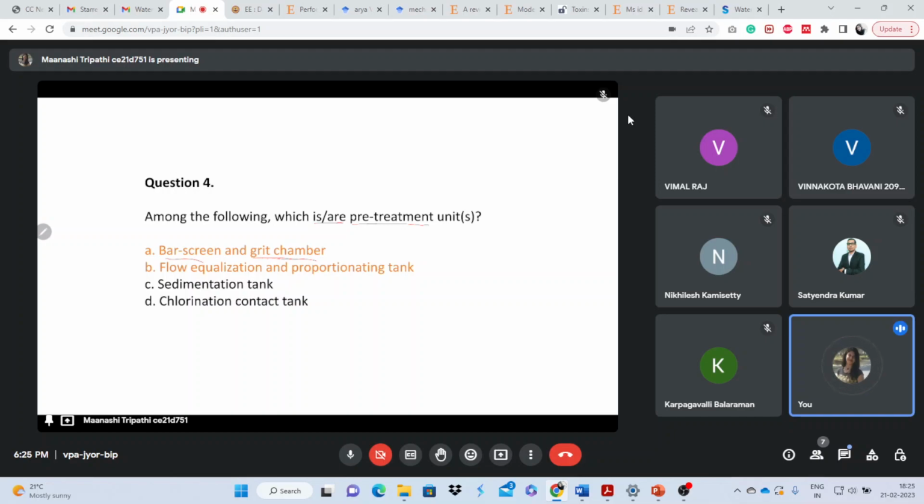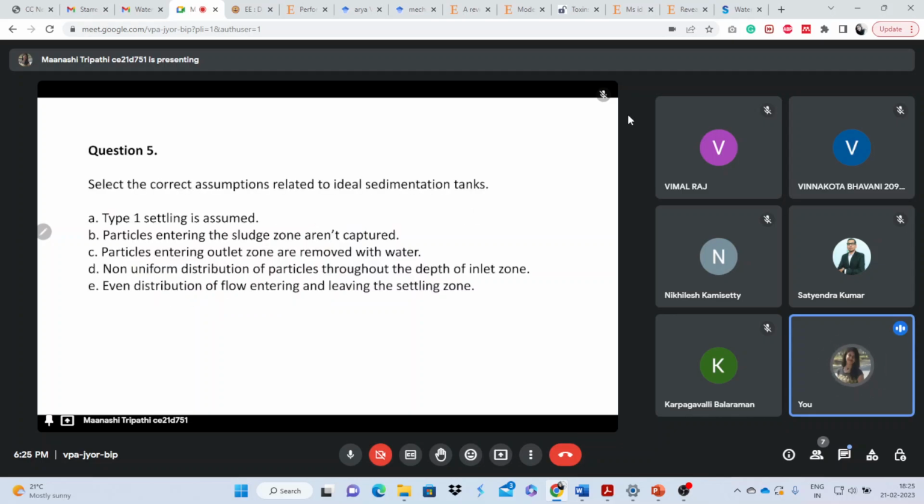Okay. If in case of any doubt, you can ask in between. Okay. So we'll move towards next question. Select the correct assumption related to ideal sedimentation tank. Okay, we are talking about ideal sedimentation tank. Please try to answer this question.